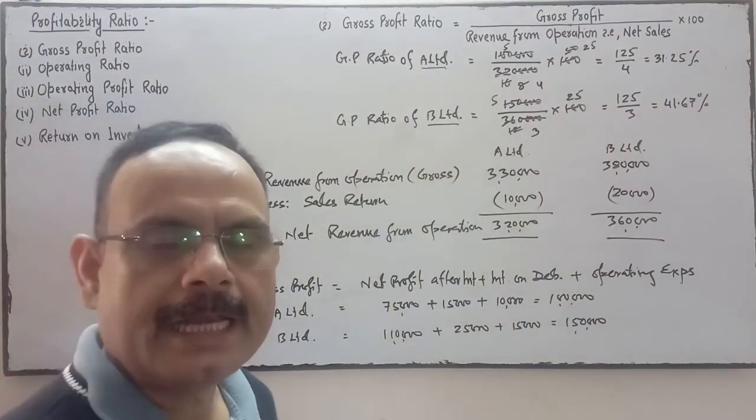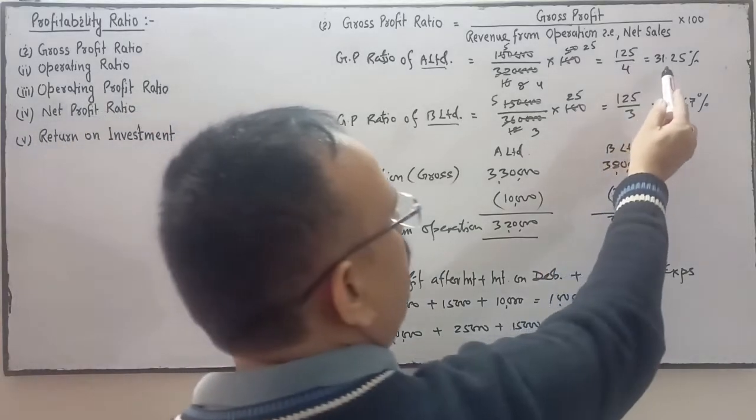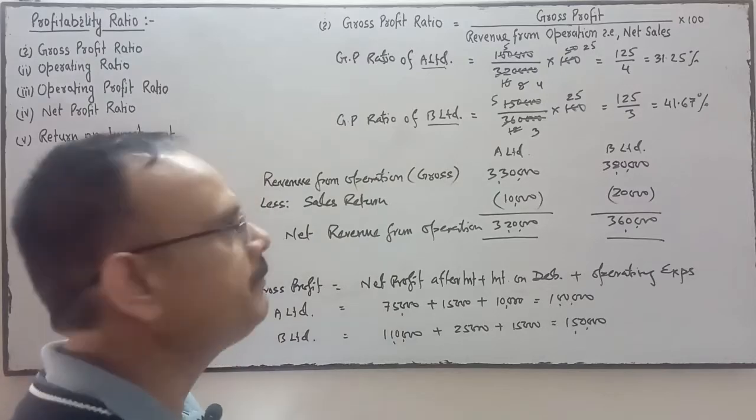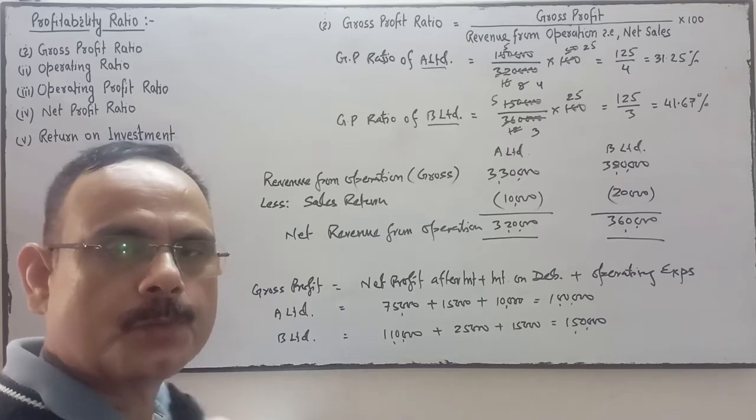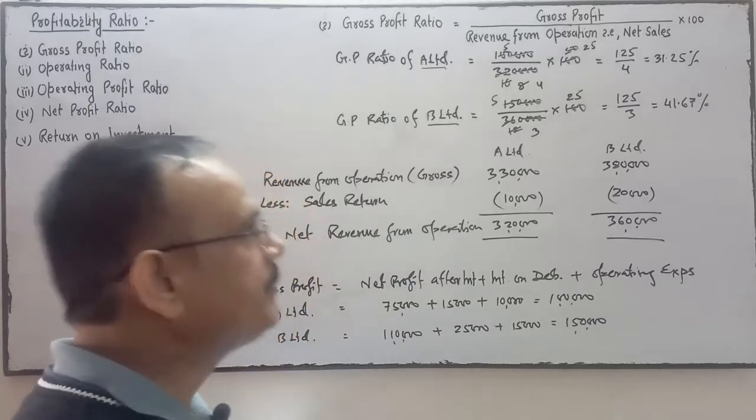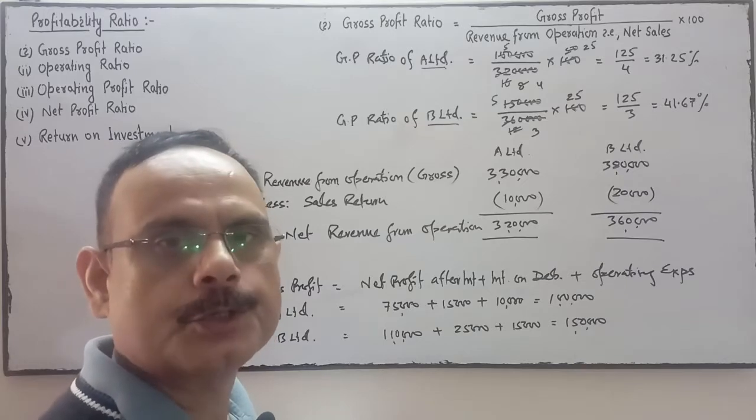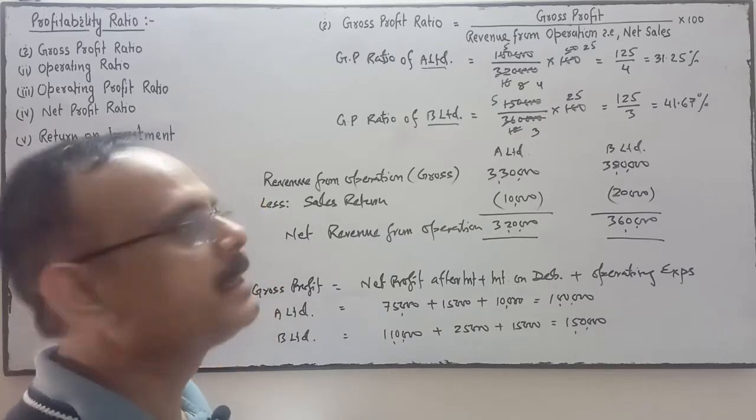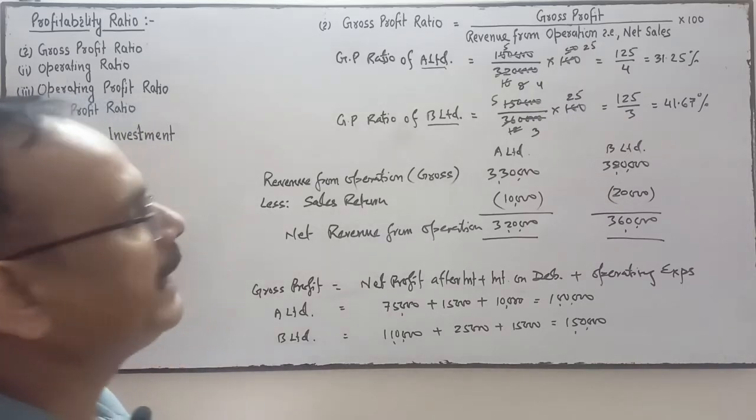is better than A Limited company, as far as the gross profit ratio is concerned. A Limited company's gross profit ratio is 31.25, whereas B Limited company has 41.67. So B Limited is better because it has a higher gross profit ratio as compared to A Limited. B Limited is operating in a much more efficient manner in comparison to A Limited.